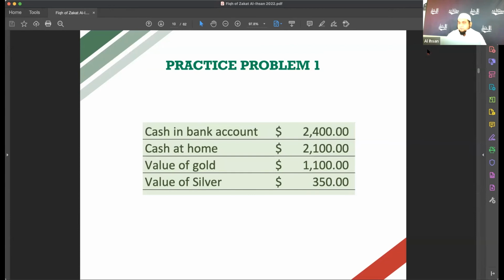Those who are online, when you have your answer, feel free to put it into the chat. And if any other questions are coming to mind about things we've already covered so far, feel free to ask them. Remember, once you have calculated the total amount of wealth zakat is due on, it's 2.5% of that.